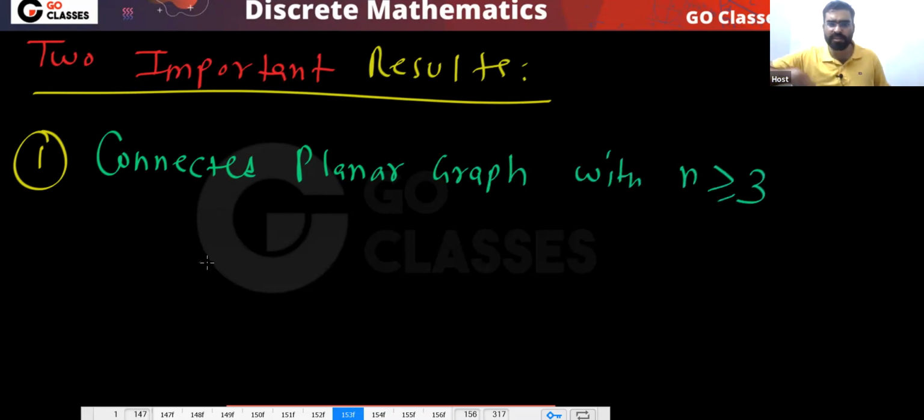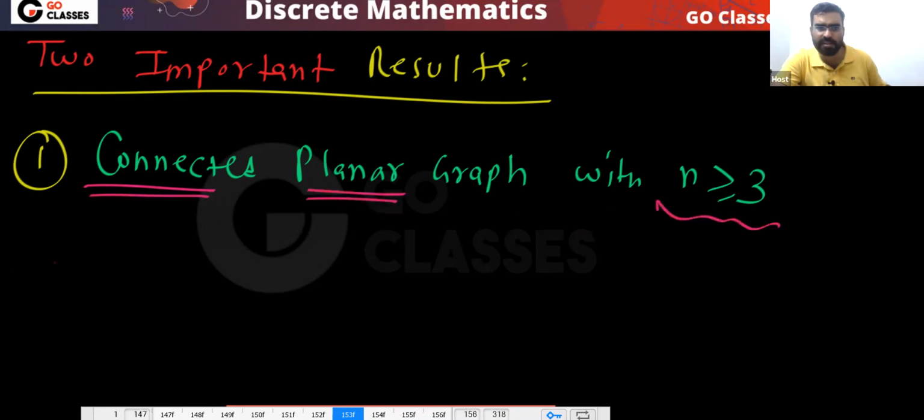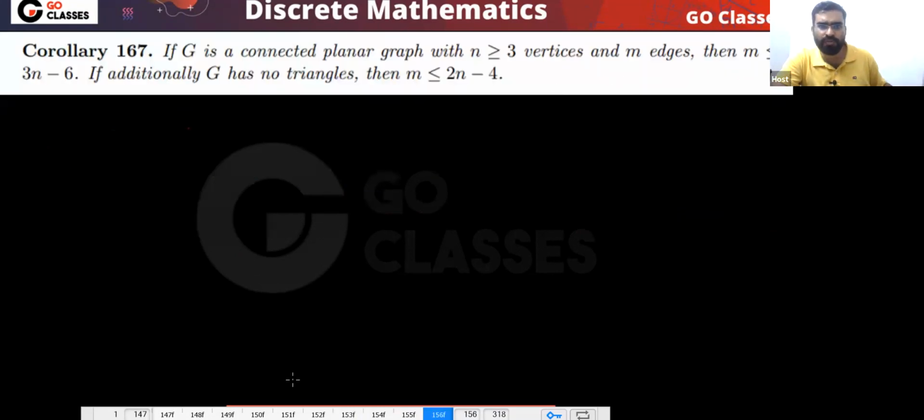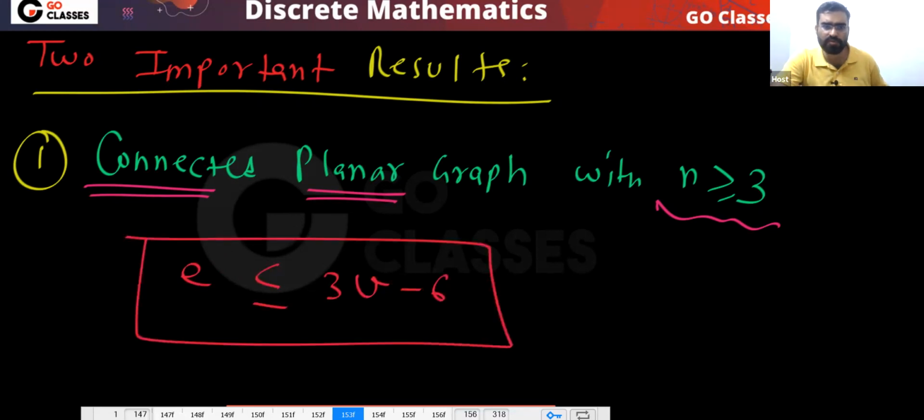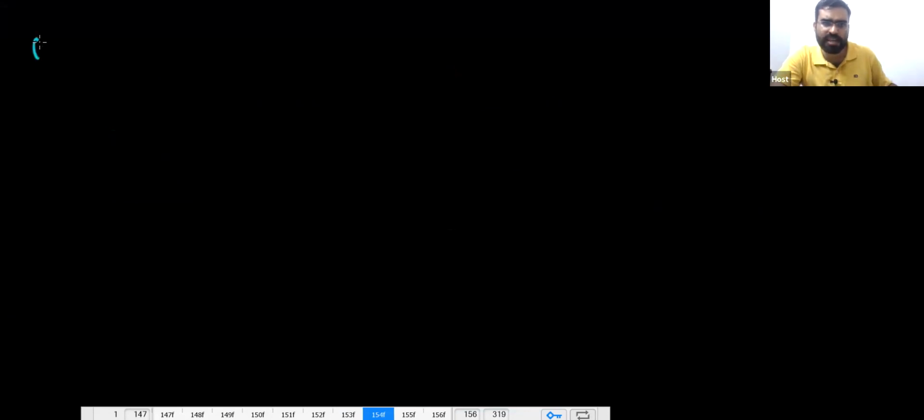number of vertices must be greater than equal to 3. So this must be connected and this must be planar and number of vertices is greater than equal to 3. Then you can notice that number of edges is less than equal to 3n minus 6. This will happen. And why this happens? Can anyone tell me why? Do you remember why this happens?